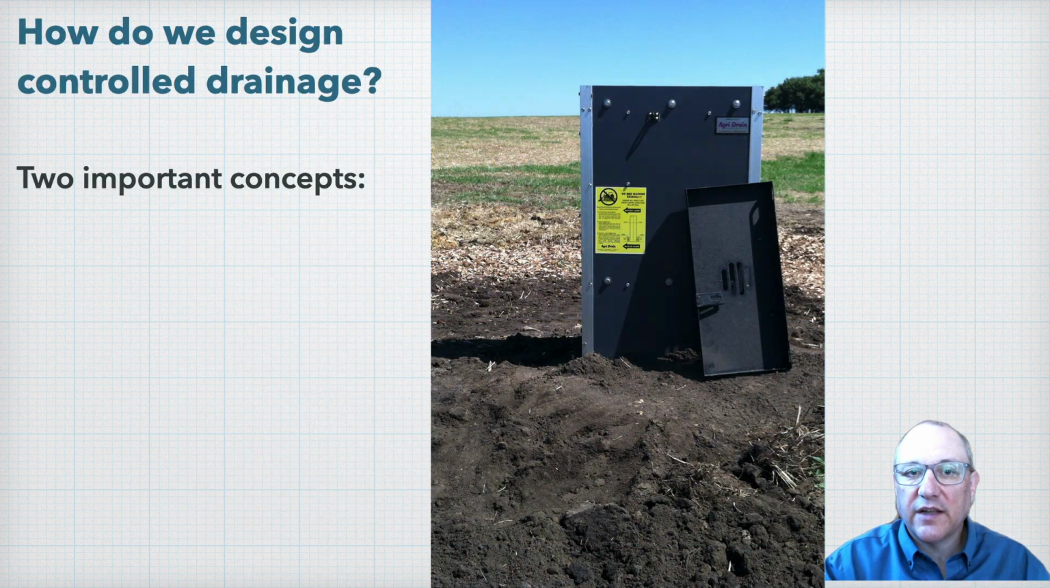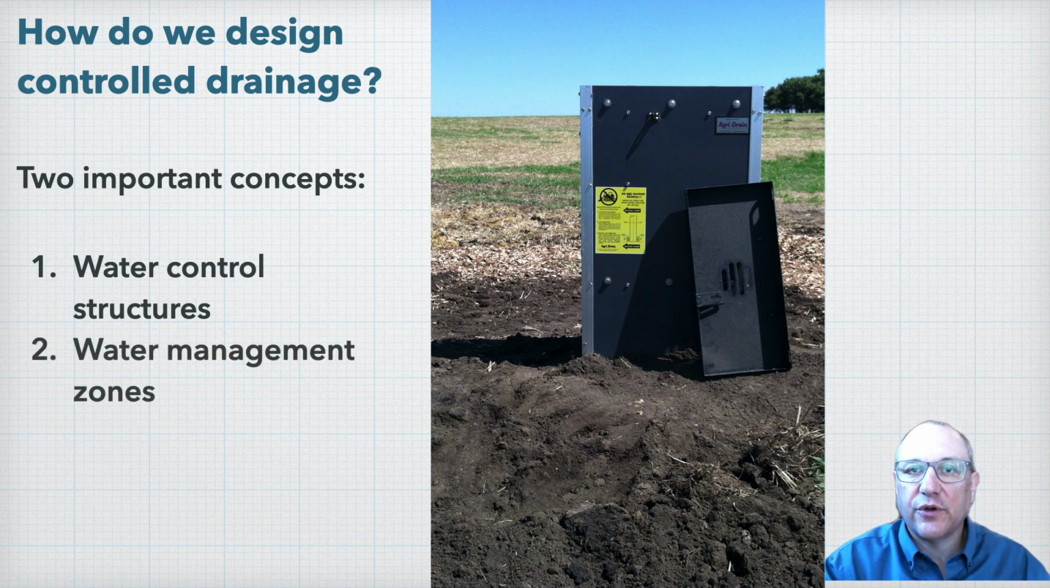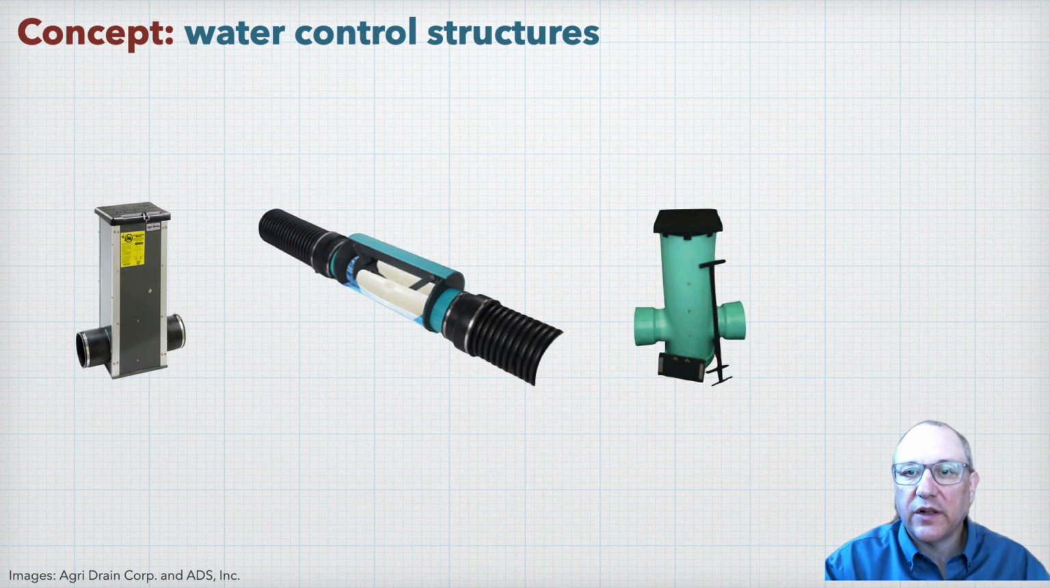There are two important concepts to understand for designing controlled drainage systems. The first is water control structures that enable controlled drainage, and the second is the concept of water management zones for controlled drainage. So starting with the first concept, water control structures are what allow us to raise and lower the outlet elevation to set and manage the height to which the water table can rise and the amount of water leaving the system. Shown here are three examples of water control structures.